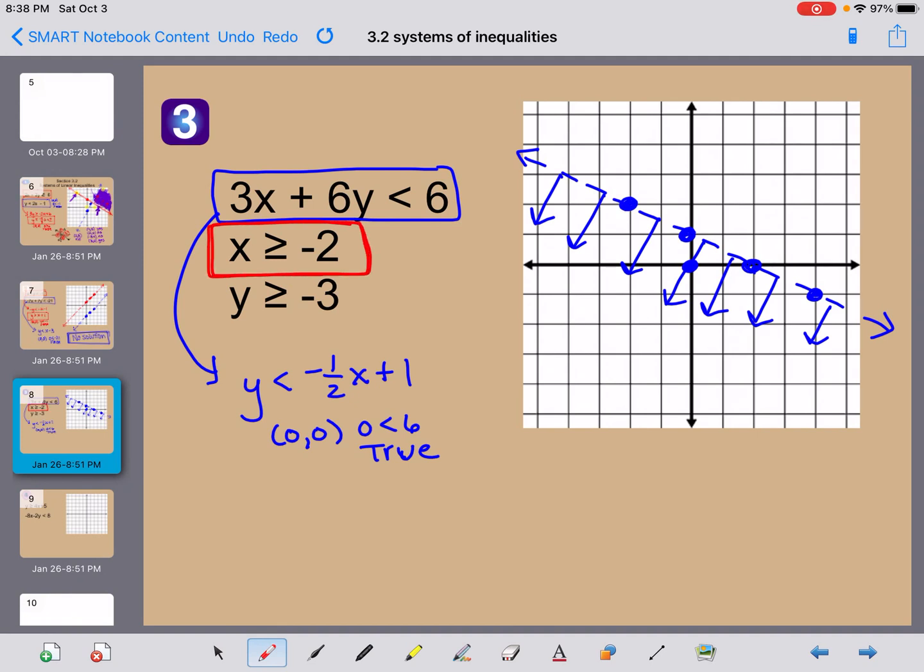All right, x is greater than or equal to negative 2. You're thinking HOY VOX. So that's a vertical line at negative 2 on the x-axis. You don't need 3 points for vertical and horizontal lines. This is a solid line. And the shading, if I tested 0, 0, 0 is greater than negative 2. That is true. So the shading would be to the right.